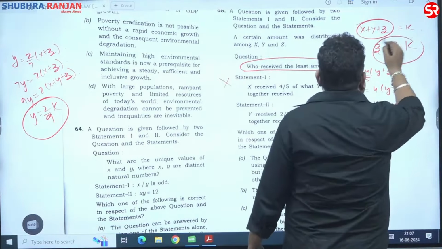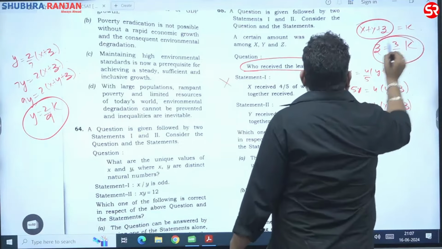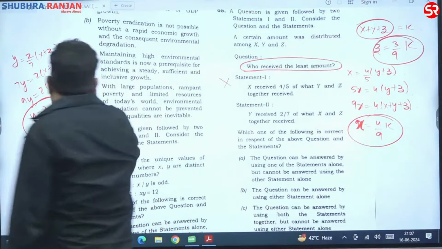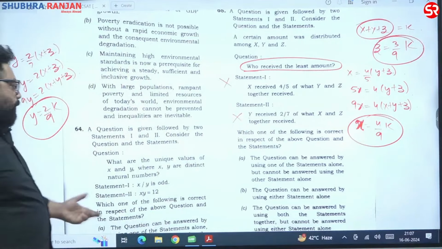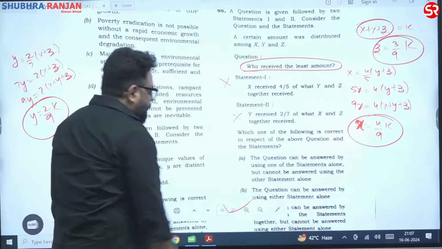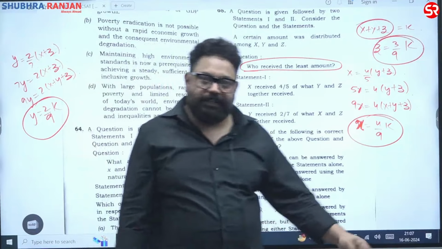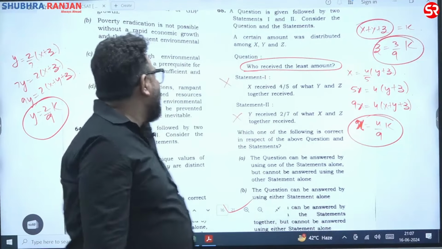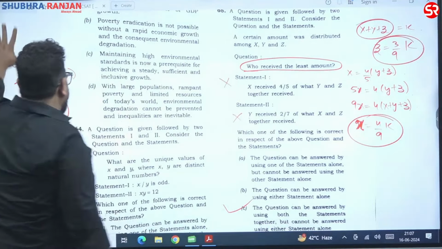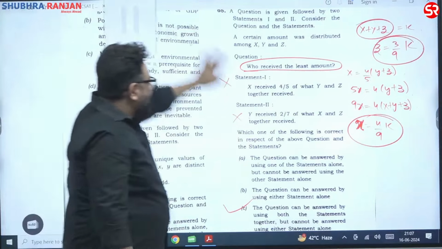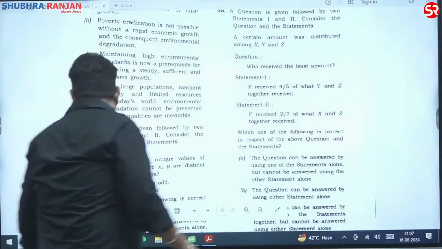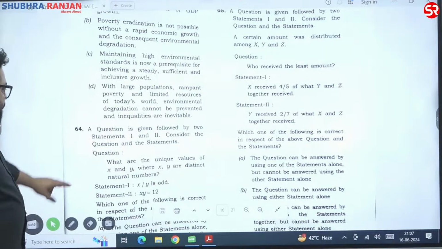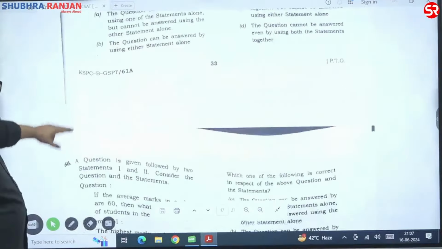So which is the least one? X is 4, z is this, and y is this. So we are getting an answer that y has the least value. Mixing the statements is giving you the solution, right? So I hope that you understand data sufficiency is very, very tricky. But there were so many questions today from other topics you could have easily sailed through.